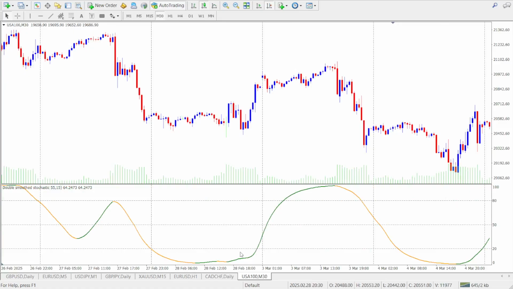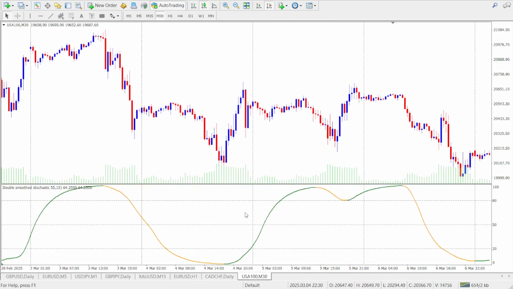So when the indicator line turns green and starts rising above the 20 level, it is a buy signal indicating that bullish momentum is building. On the other hand, when the line turns orange and starts curving downward from the overbought level, it's a sell signal indicating that bearish momentum is increasing. So this color-coded system makes it incredibly easy to identify trade opportunities at a glance.